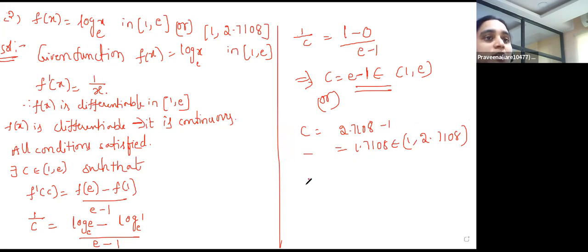Therefore, c is equal to how much here? e minus 1. Therefore, Lagrange's mean value theorem verified. And whatever the c value is, either e minus 1 or, according to the e value, 1.7108. Particularly if they have given the e value, then c is equal to 1.7108. This is the procedure for verifying log base e x.